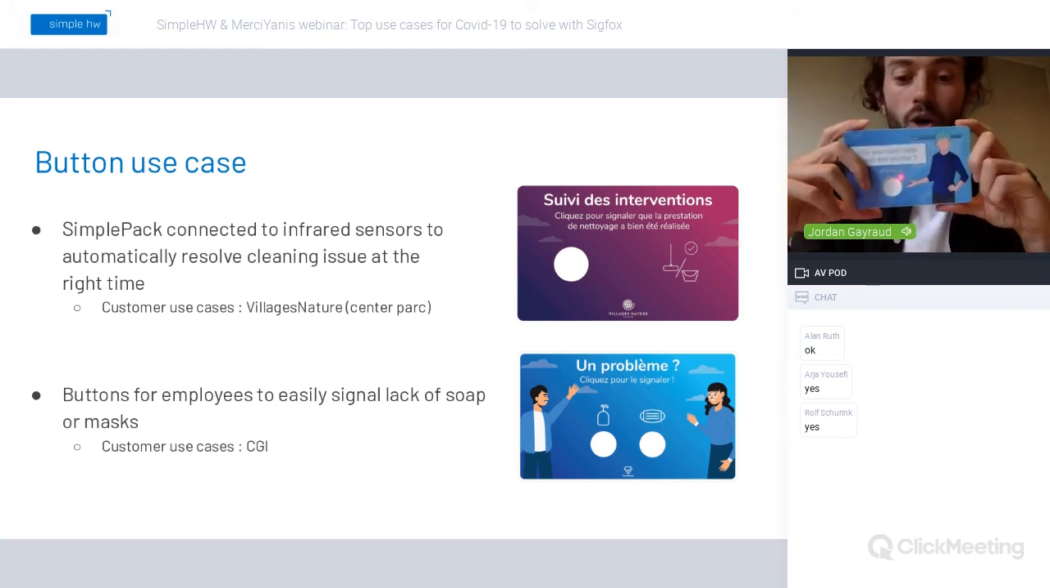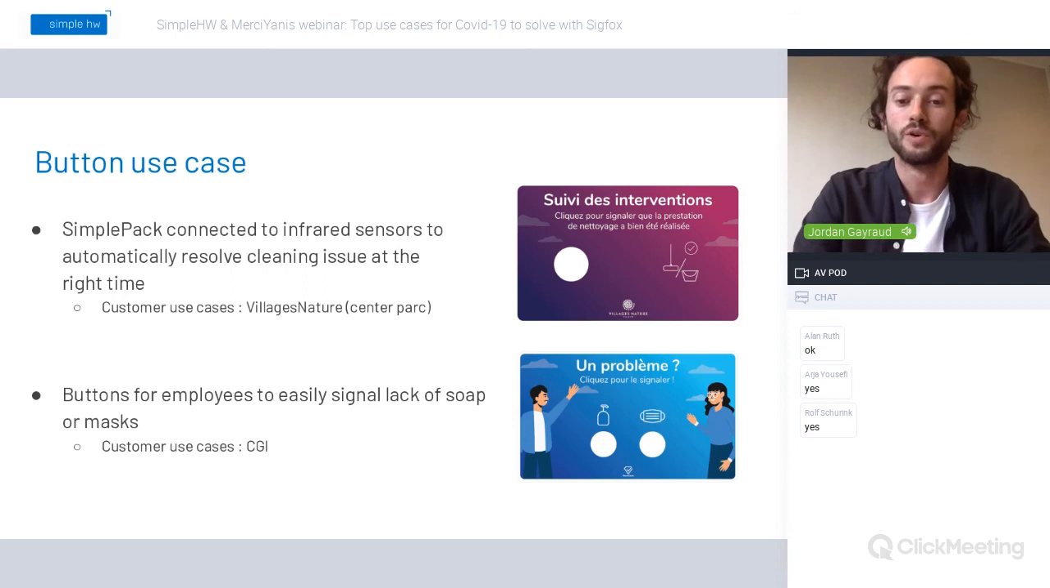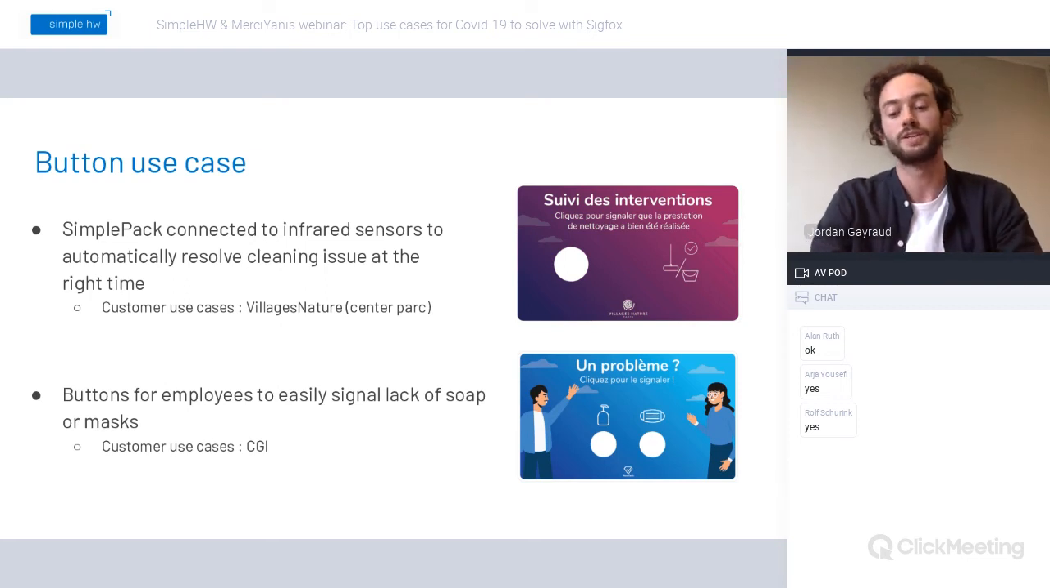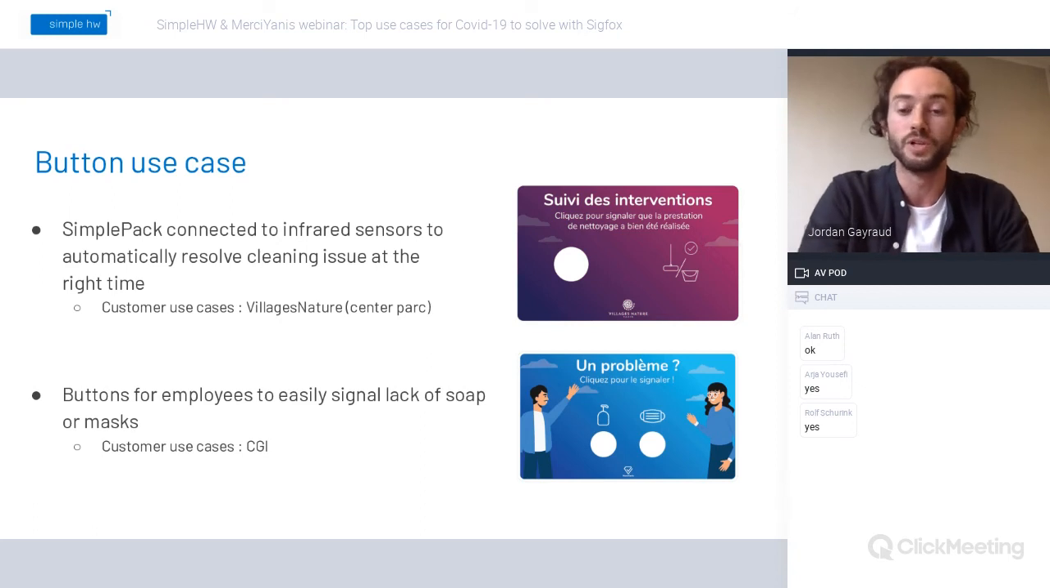This time, we developed specific panels for COVID-19. The second panel, the blue one you see on the screen, is used to signal a lack of soap or a lack of mask. The specific use case we have is with CGI, which is an IT company in France. They have a lot of employees in the building, like 400, where we installed the solution.